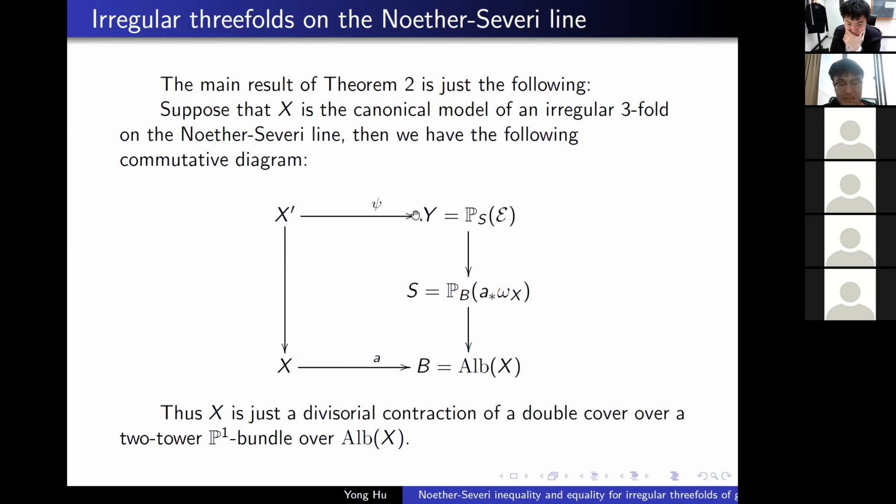So conversely, this X is just a divisorial contraction of a double cover over a tower of two P1 bundles over the Albanese variety of X. So X can be obtained as follows: we first have a smooth elliptic curve, and you consider a P1 bundle, here S, and you get another P1 bundle over S, and take a double cover, we get X prime, and take a divisorial contraction, we just get the canonical model X. And the examples are constructed in this way.